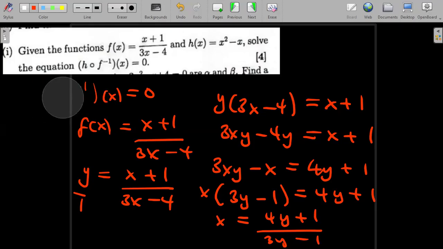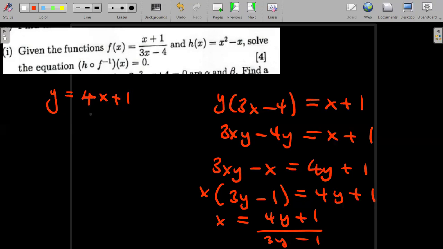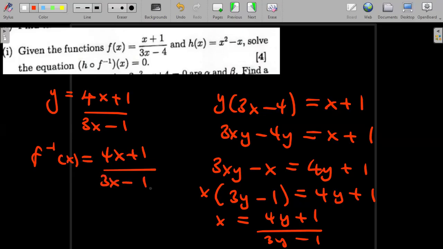Next, where there is x and y, I'll just swap x and y. So y will come here, and where there is y, I'll put x. I have (4x plus 1) over (3x minus 1). Then where there's y, I'll replace it with f inverse of x, which is equal to (4x plus 1) over (3x minus 1). So this is my f inverse function.